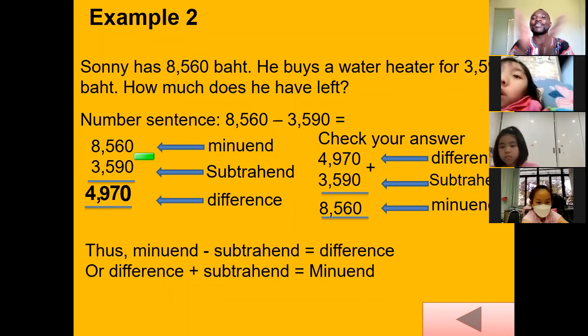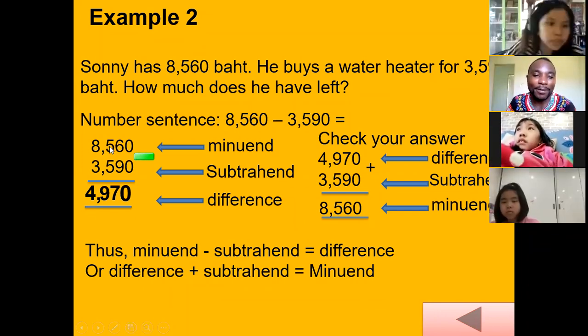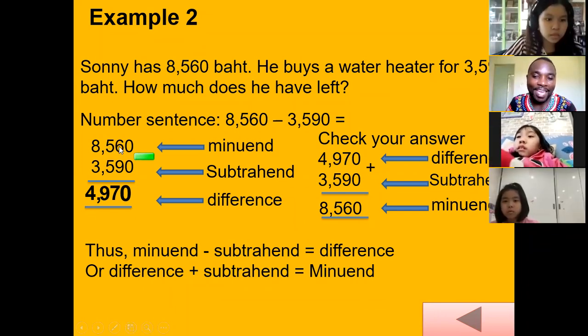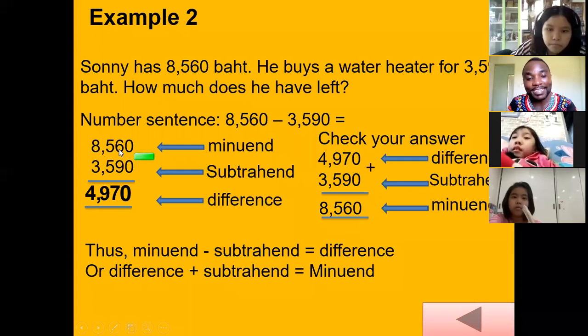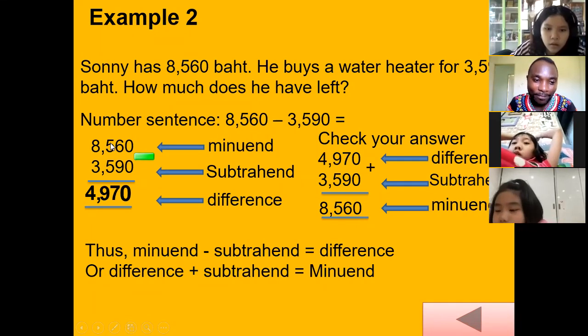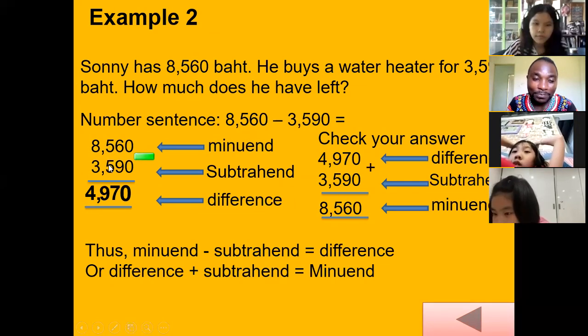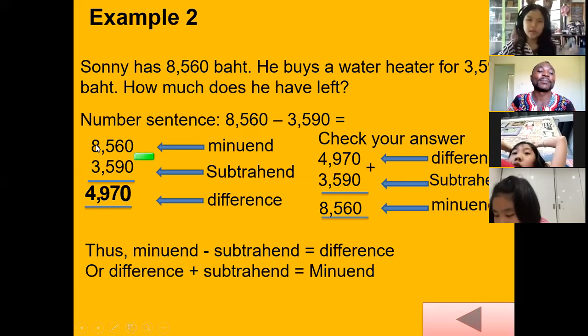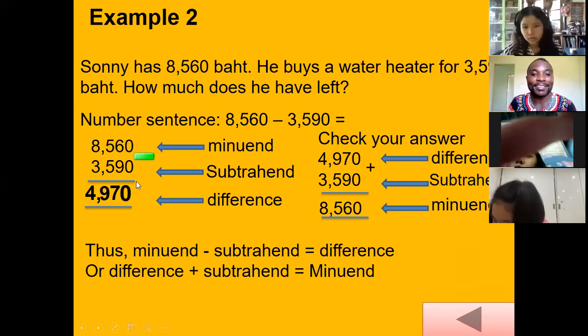Okay, very good. So if it cannot go, you borrow one, add to 6, and we have 16. 16 minus 9, 7. So we have 4 here. 4 minus 5 cannot go. We borrow one from 8.